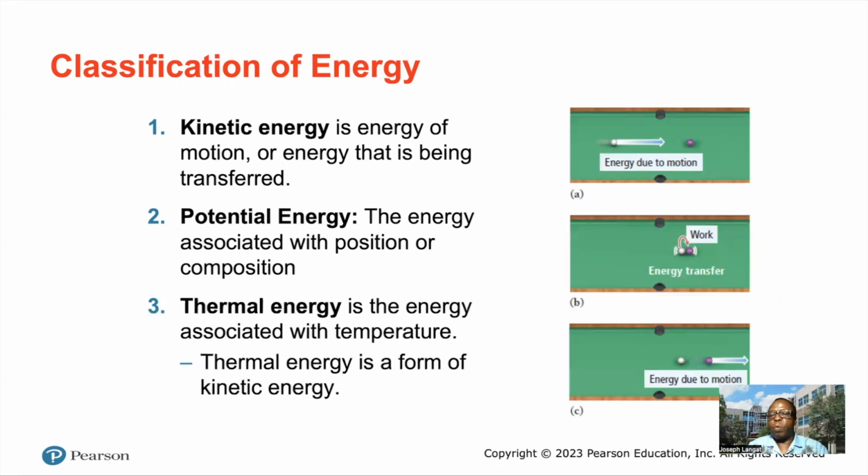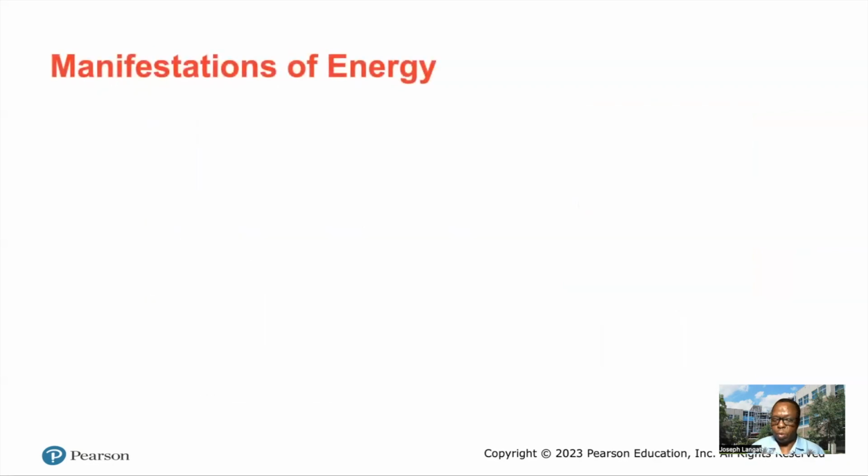Thermal energy is a form of kinetic energy. Here is just an illustration of how kinetic energy is transferred from one object to another. Here is a stationary ball. There is a white ball here, possessing kinetic energy. It will transfer its energy to the stationary ball, and the stationary ball will start moving because of the energy being transferred. Kinetic energy, or simply energy, can be transferred. This is kinetic energy: energy possessed by a moving object.